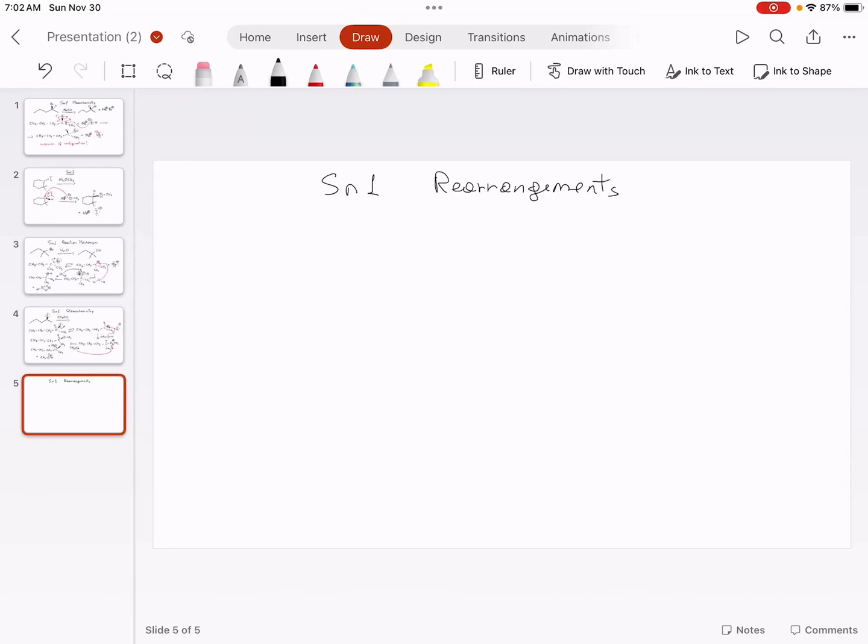Good morning. In this video, I'm going to show you a major problem with SN1 reactions, or in general, any reaction in which we form a carbocation in the first step. So let's look at our substrate. We're still going to use an alkyl halide, and we're going to react it with a weak nucleophile, also a weak base.